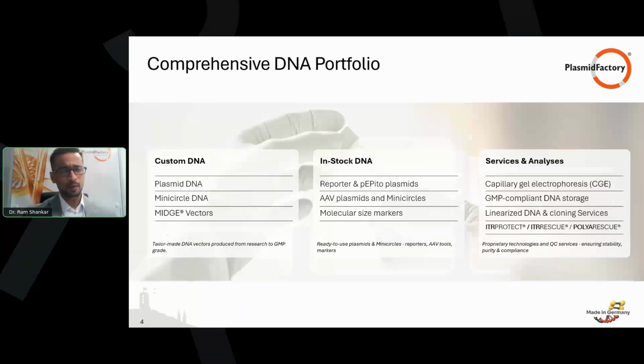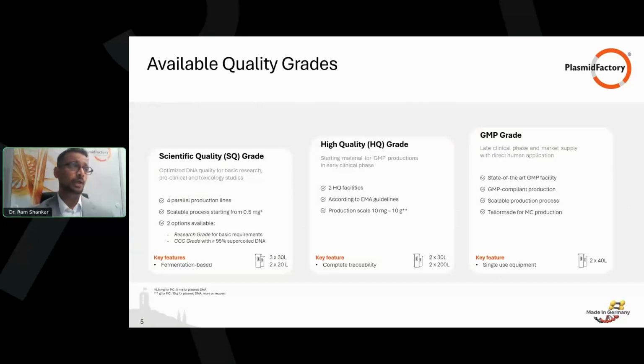Okay. We have different quality grades. We have, starting from our scientific quality grade, which is the best suited one to just start off and produce some plasmid and test them in your preclinical studies. And this is already starting from about 5 milligrams for research grade plasmid DNA.